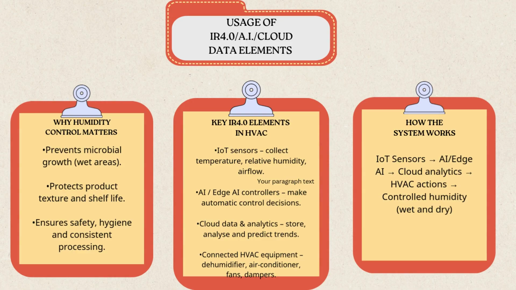IoT sensors collect real-time temperature, humidity, and airflow data. AI or HAI then analyzes this information and makes automatic decisions to keep humidity stable. Cloud analytics stores the data, studies trends, predicts humidity changes, and helps optimize the entire system. In short, the workflow goes from sensors to AI to cloud analytics and finally to HVAC actions that maintain control of humidity conditions.